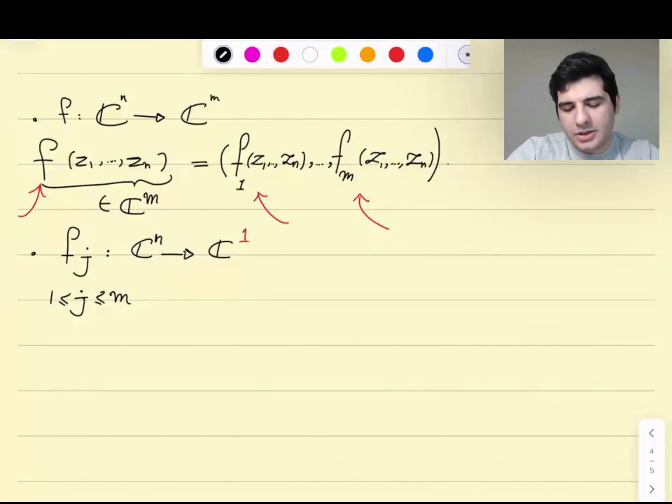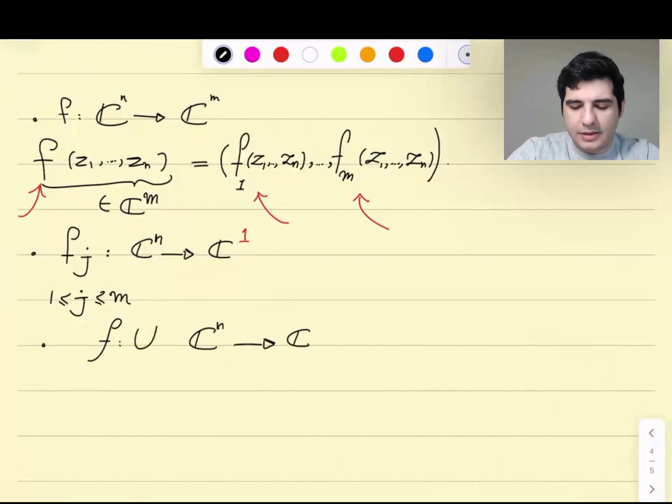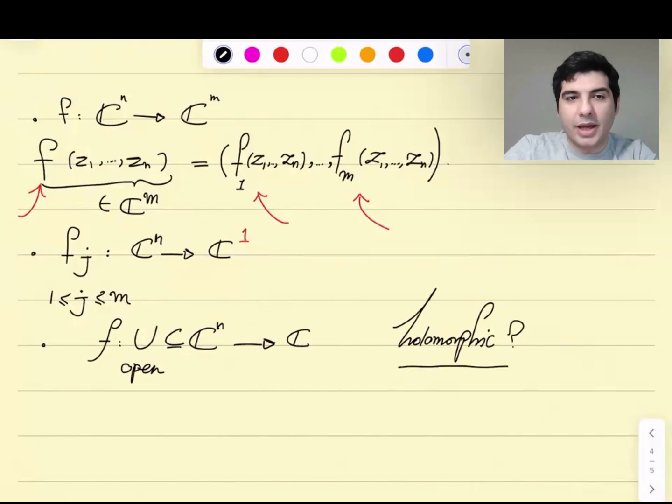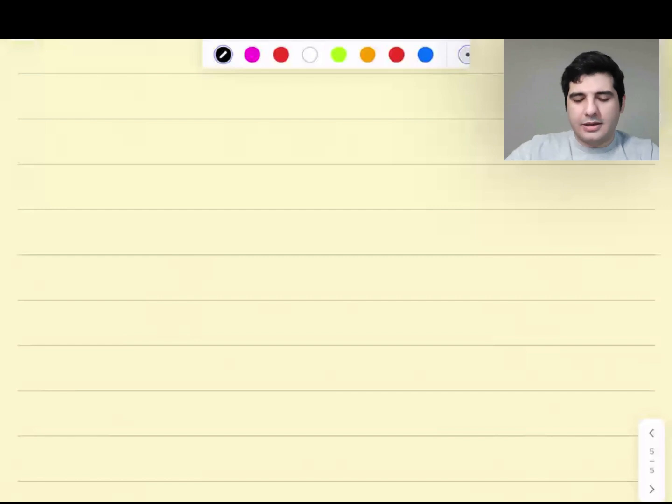So I would drop j, and we start by studying functions which are defined on Cn to C, or maybe an open subset inside Cn to C, and say what it means for such a function to be complex differentiable, what it means for this function to be holomorphic or analytic, etc. So that's the main question we want to address.